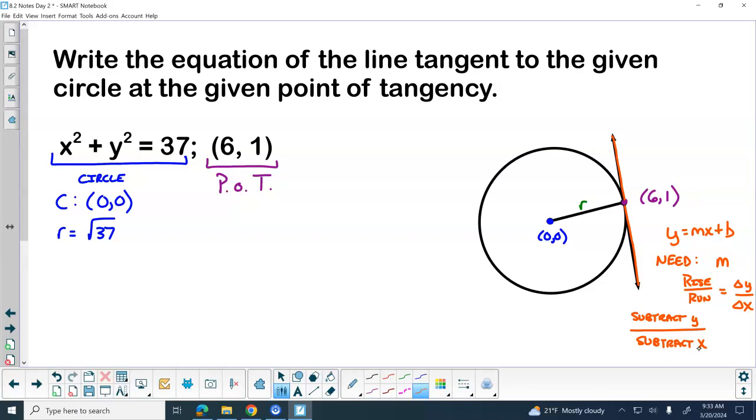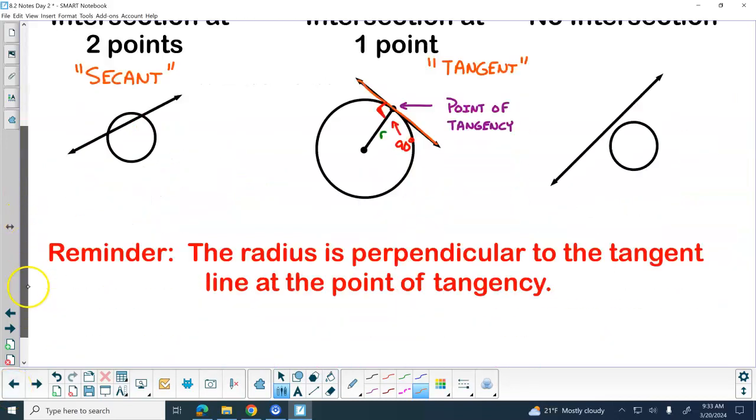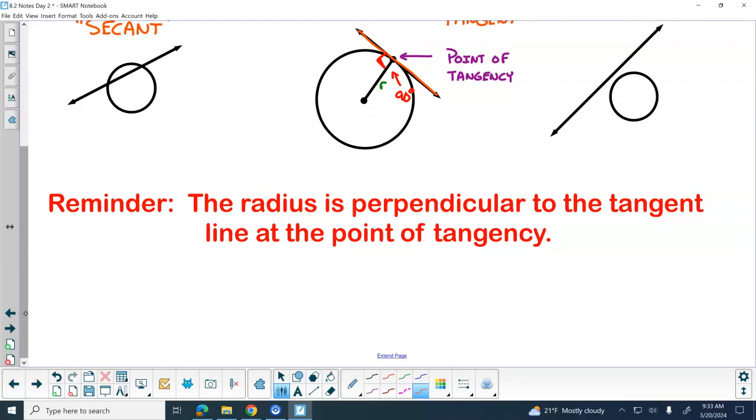Go back a slide. Because there was a key word down here. What's the key word down here? Nope. Perpendicular is the key word. What do we know about perpendicular? That's 90 degrees. We already talked about that. What else do we know about perpendicular? The slopes are opposite reciprocals.